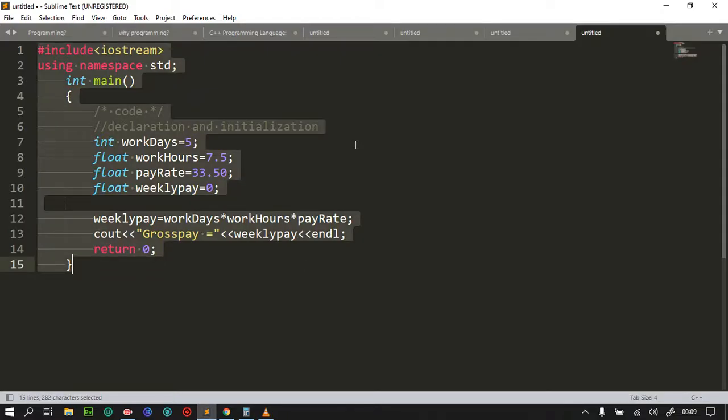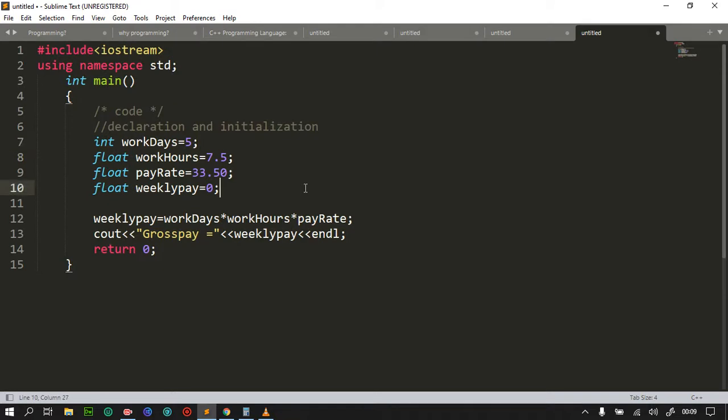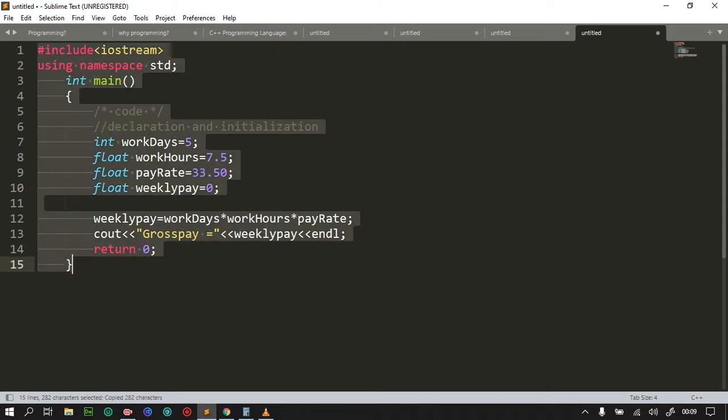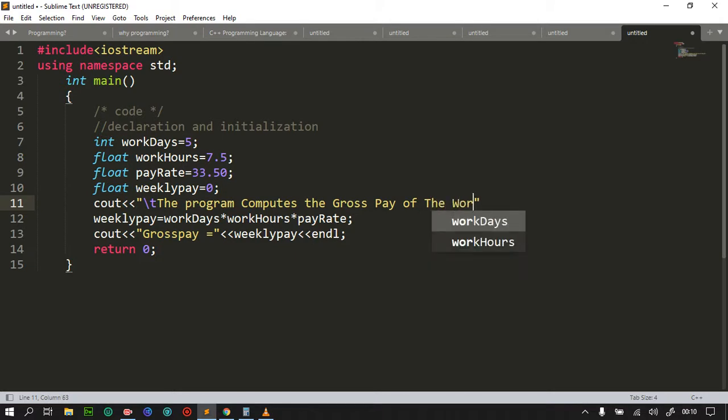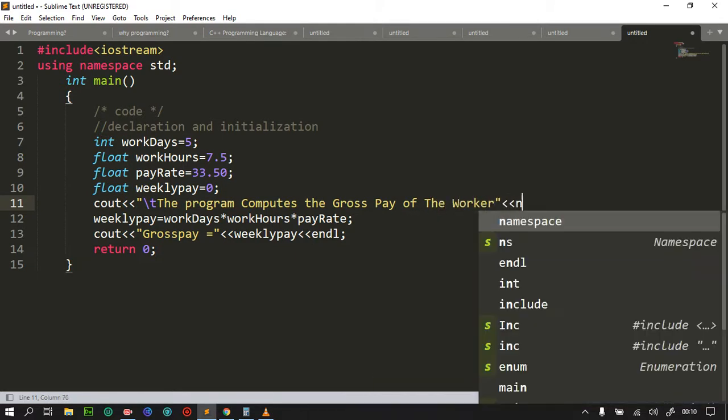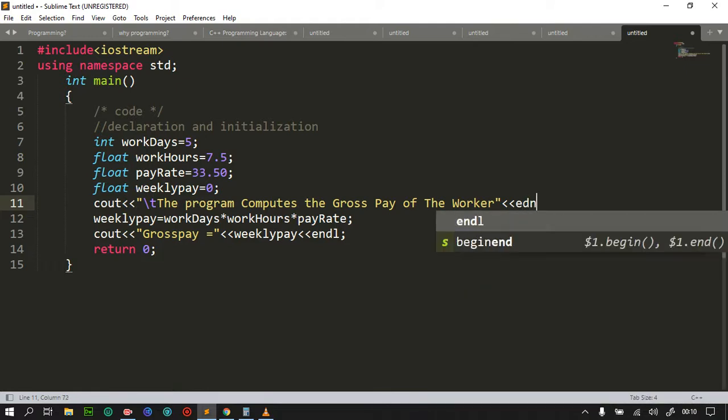What if we wanted all these values to come from the user? Have you thought about it? Control A, Control C, Control N, Control V. I create a new window. So before all that, what am I going to say? I'll say cout, the program computes the gross pay of the worker. I'll have a new line here.